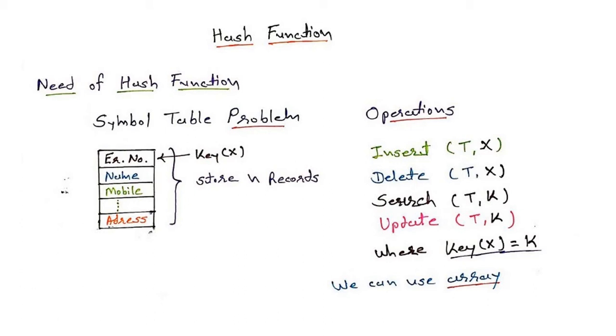So first, why was a hash function required? Due to the problem in the symbol table to store the data, we invented the hash table and hash function. So what was the problem there? Whenever we are inserting, deleting, searching or updating the data, one key value is required, like a primary key in a database, get it? At that time we can use an array to store the symbol table data.